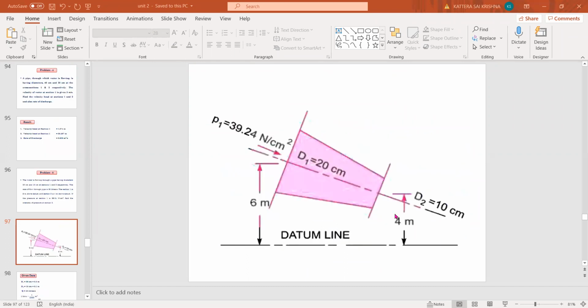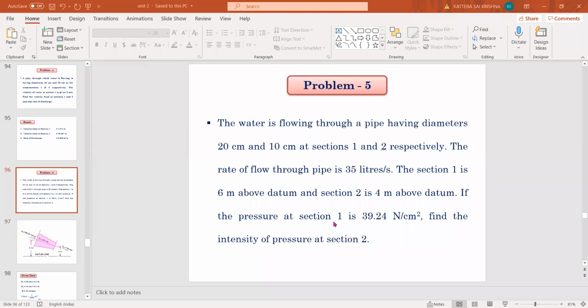Just see the figure, I'll show this once. So this is the pipe. In the last problem, if you have seen, we had taken this as a horizontal pipe. Since he said that section 1 is 6 meter above the datum line, this is the height of the pipe, 6 meters from the ground, this side. Similarly, the pipe at this side is 4 meters height from the ground. So that is the meaning. This diagram he has given in the question. And one more point, he said the pressure at section 1 is given, that is 39.24 Newton per centimeter square. Right. So please copy the question.